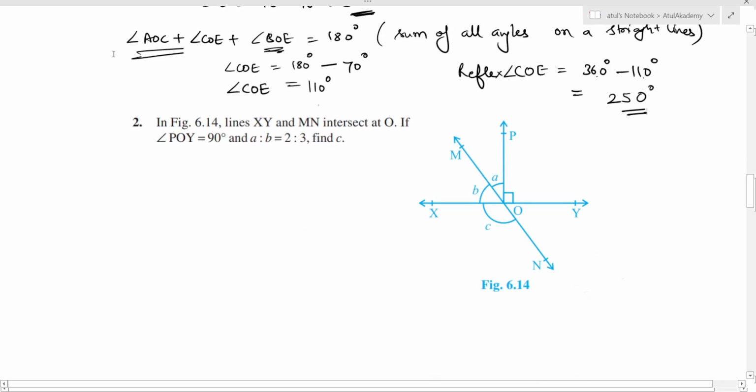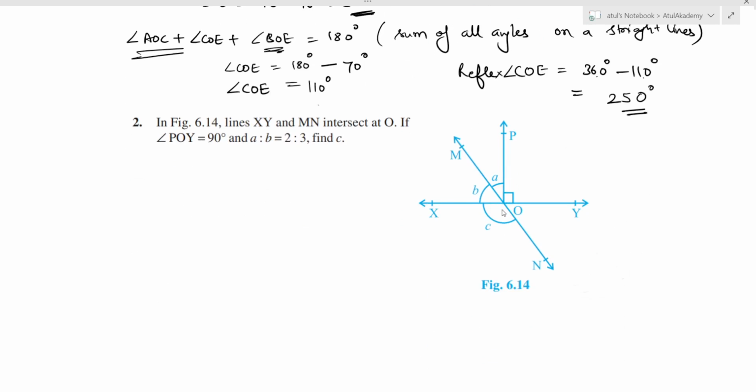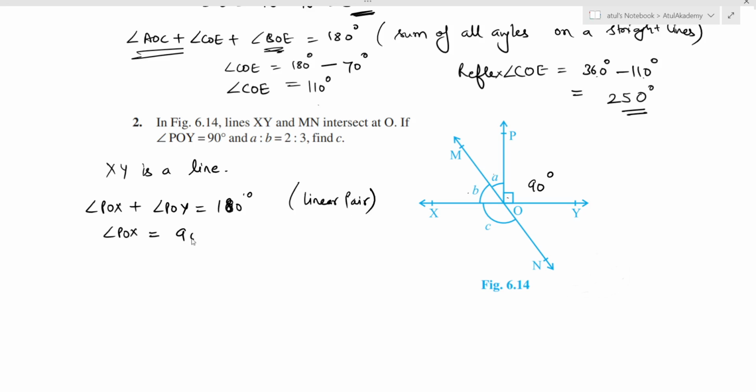Here also in the figure we have intersecting lines at point O. Two lines are there, XY and MN. Now angle POY is 90 degrees, and this symbol also means it's a 90 degree angle. The ratio of A to B is 2 to 3. Now if you see over here also, students, XY is a line. Am I right? So POX plus POY is 180 degrees. Okay, that's again a linear pair. So I'll get POX is 180 minus 90, which comes out to be 90 degrees.